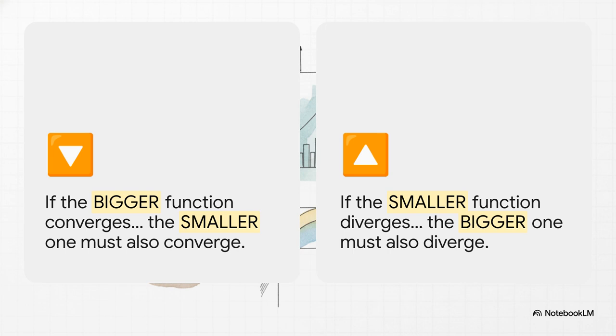On the left, if you've got some big function and you know its total area is finite, it converges. Then any smaller function that's always trapped underneath it, well, its area has to be finite too. It's got nowhere else to go. And on the right, it's the same idea. If your small function's area blows up to infinity, and your function is always bigger than that one, well, yours has no choice but to go to infinity too.